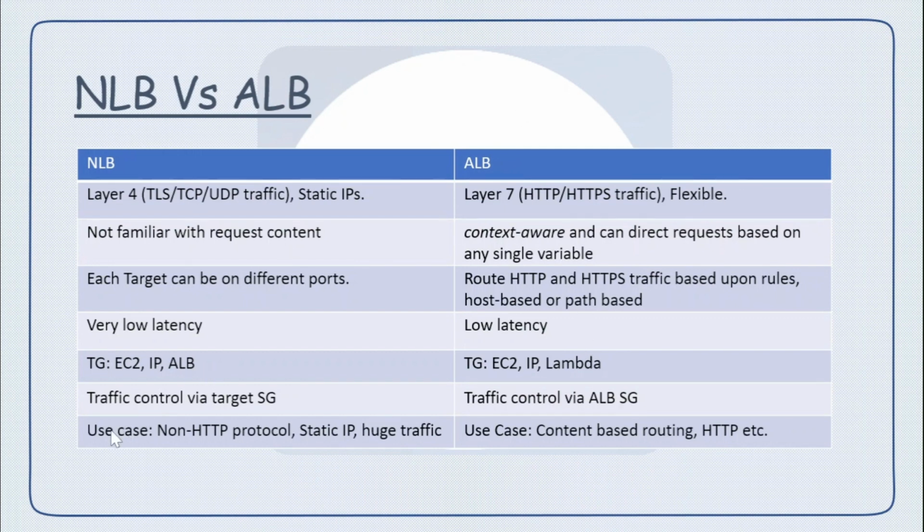The use case for NLB is when you need a non-HTTP protocol, or you need a static IP, or you need high performance, so you can go for NLB. But for ALB, when you need content-based routing, then you can go for ALB. And if I talk about costing, NLB is costlier as compared to ALB. So you have to choose wisely when you are selecting the load balancer, because cost is one important factor. So I repeat, NLB is costlier as compared to ALB.